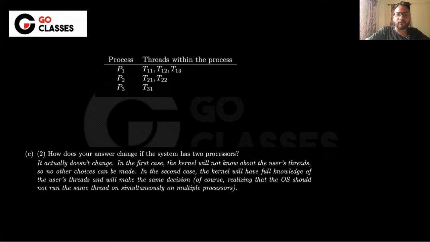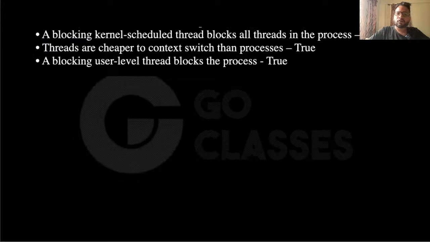In the first case, the kernel will not know about the user threads, so no choices can be made. In the second case, the kernel will have full knowledge of the user threads and will make the same decision, of course realizing that the kernel should not run the same thread simultaneously on multiple processes. Okay, I hope you are getting the point.